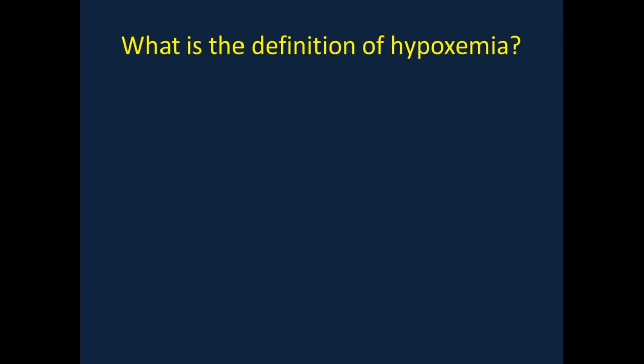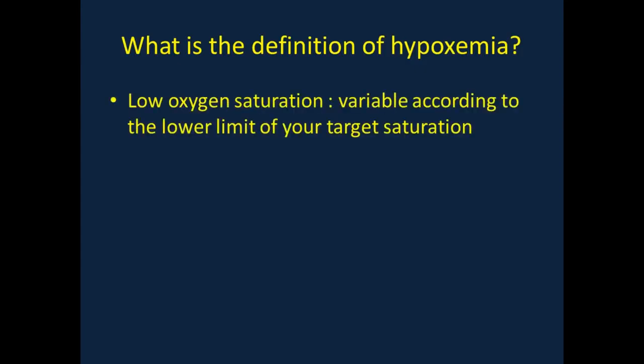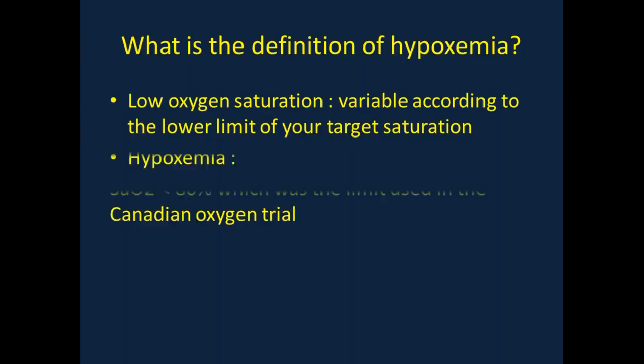So first, what is the definition of hypoxemia? And what's the definition of low oxygen saturation? Low oxygen saturation is variable according to your lower limit of target saturation. So if you have a target saturation of 90 to 95, below 90 is low saturation. If your target saturation is 88 to 92, below 88 is low saturation.